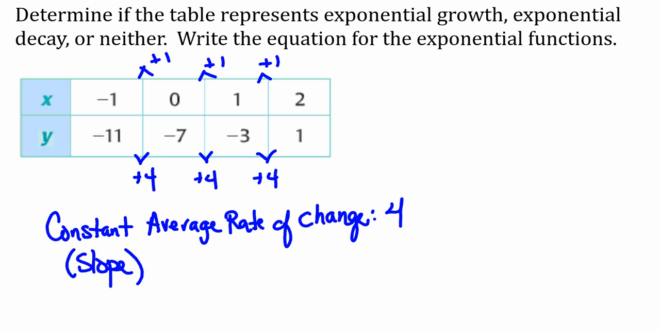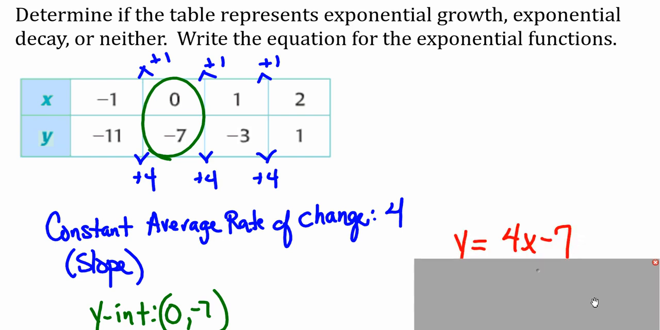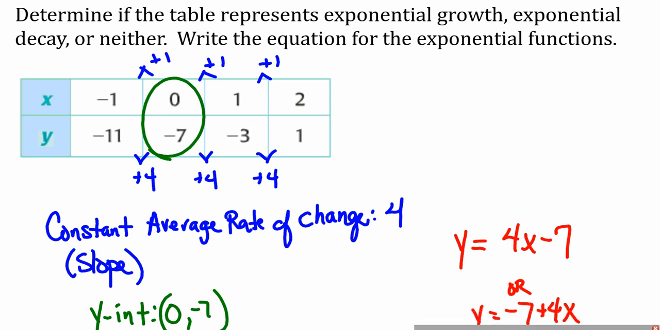We have a slope going on. So now we want to look to see, do we know our y-intercept? So again, does our table of values contain an input, an x value of 0? It sure does, at negative 7. So we could write our linear equation. We could have y equals 4x minus 7, or maybe you wrote y equals negative 7 plus 4x. That's the same equation, right? This is our linear equation.